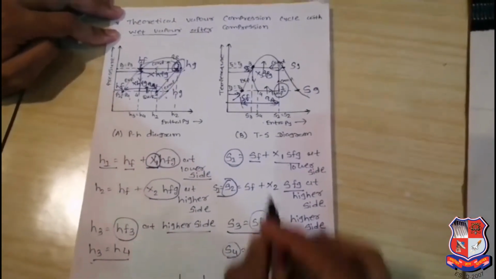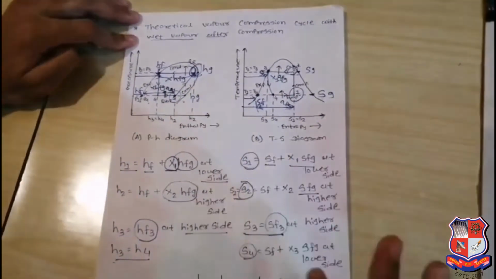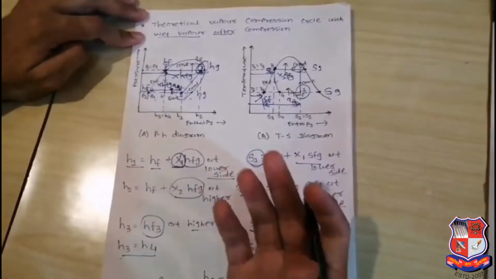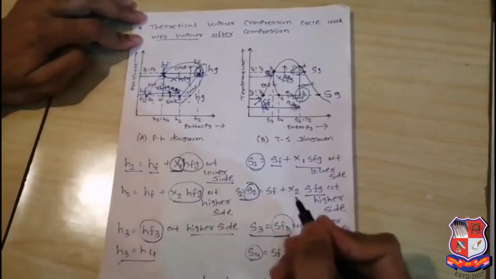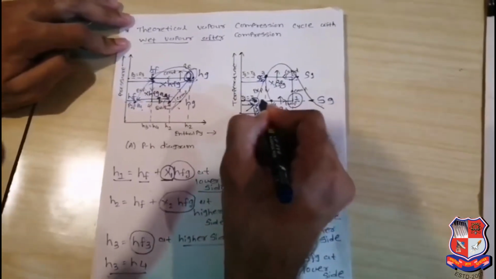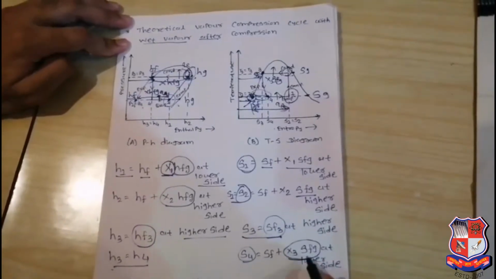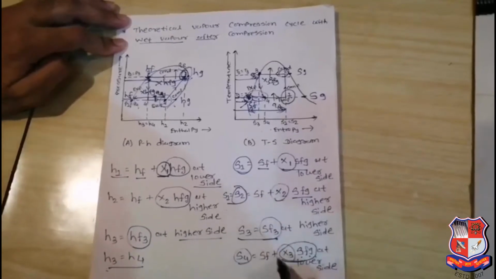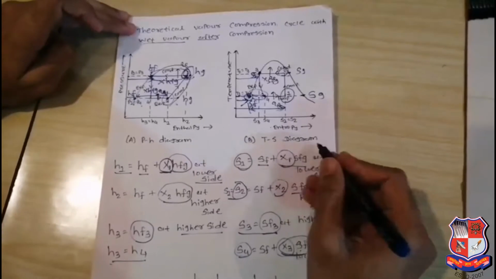S4 is once more in the wet region. Whenever the wet region is there, dryness fraction is present and will be considered. So it will be considered as the latent heat into dryness fraction, or entropy at the gas side and vapor side into dryness fraction. In a similar way, SF will be considered plus that much distance, X SFG. Already I told you X1, X2 and X3 indicate the dryness fraction, the concentration of vapor present in the liquid refrigerant.